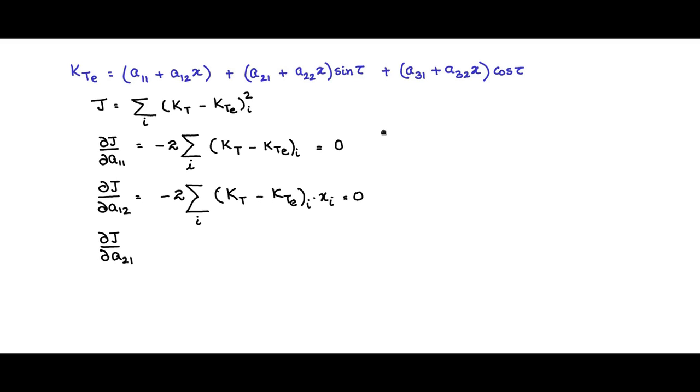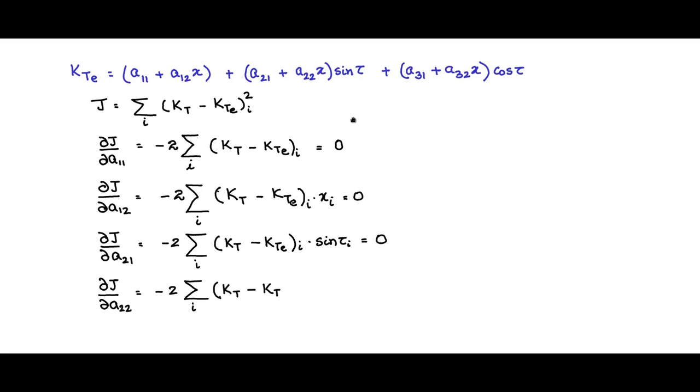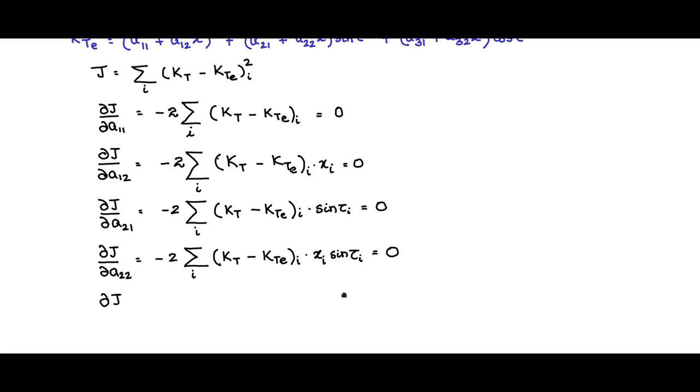Likewise, if you do a21, here it has the coefficient sine tau, so therefore when you differentiate, you will have sine tau i, set to 0, and for a22, you will have KT minus KTE i into xi sine tau i equal to 0. That's because of x sine tau. Then for a31 and a32, you will have cos tau and x cos tau as a multiplying factor here. We will write that down. Let me make some space.